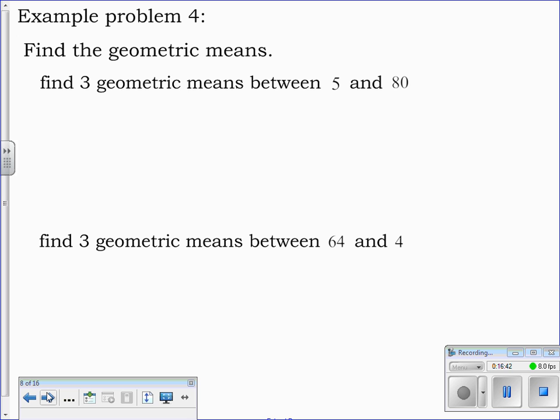So what we're going to do is, we did the geometric mean thing before for the arithmetic. Concept is still the same. I have 5 and then 3 missing terms between 5 and 80. And I need to find those missing terms. Now what we did with the arithmetic means is we found D and then added D each time. For the geometric means, we're going to find R.